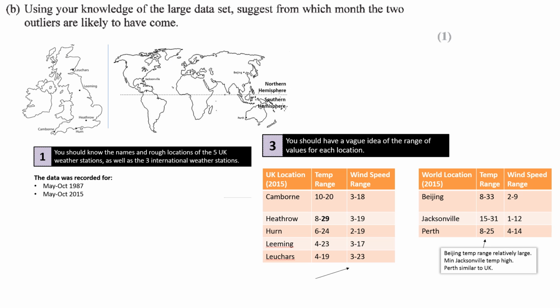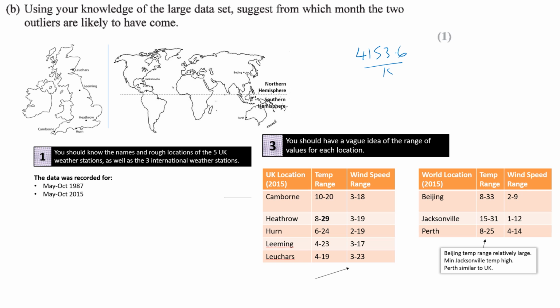Part B is asking us to use our knowledge of the large data set to suggest which month the two outliers that we've just plotted on the box plot have come from. So I've pasted in here a couple of slides from the Dr. Frost PowerPoint, which is quite a useful PowerPoint to have a look at before you do the exam. It's got lots of information about what you should roughly know.